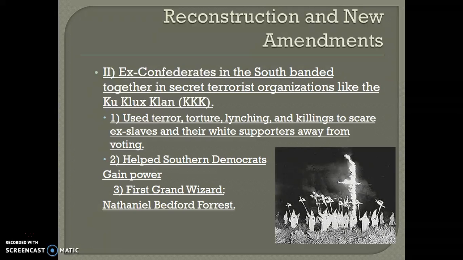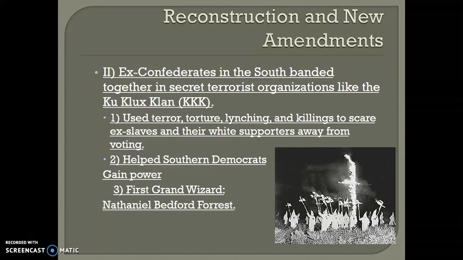And they use these killings and these lynchings and torture to scare these ex-slaves and their white supporters away from voting. They wanted a way to try to scare them away from the voting booth. And this did help some Southern Democrats in the South gain power. Because with all the African American men who were voting, all these Northerners who came down, known as carpetbaggers, to try to help and rebuild the South, they wanted to scare them, because these African Americans are likely to vote Republican at this time. In modern day, they vote Democrat. Why? Because the Democratic and Republican parties flip in the 1960s, their political platforms.